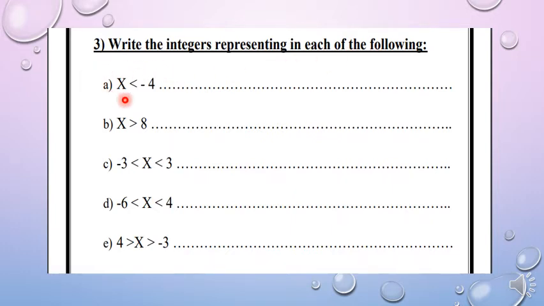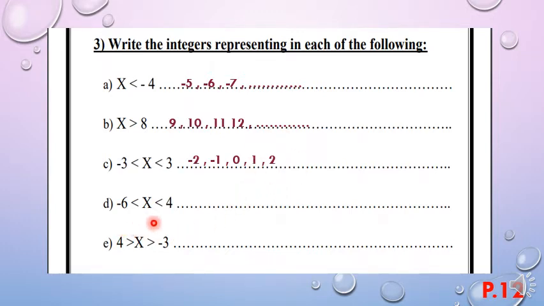Letter A, x less than negative 4. What do we have less than negative 4? We have negative 5, negative 6, negative 7, and so on. Letter B, x bigger than 8. Bigger than 8 we have 9, 10, 11, 12, and so on. Letter C, x bigger than negative 3 and smaller than 3. So we are going to start with negative 2, negative 1, 0, 1, and we stop at 2.